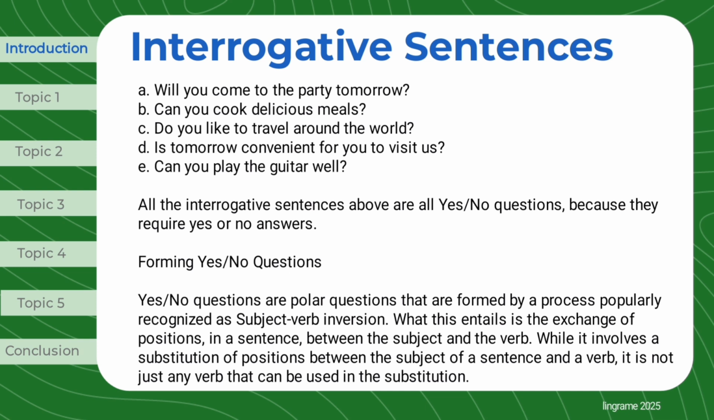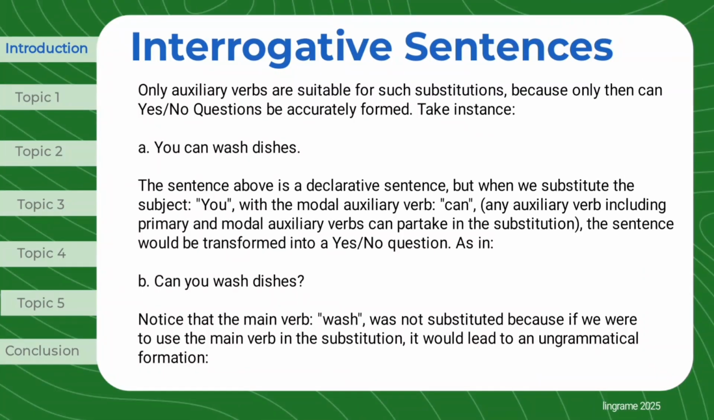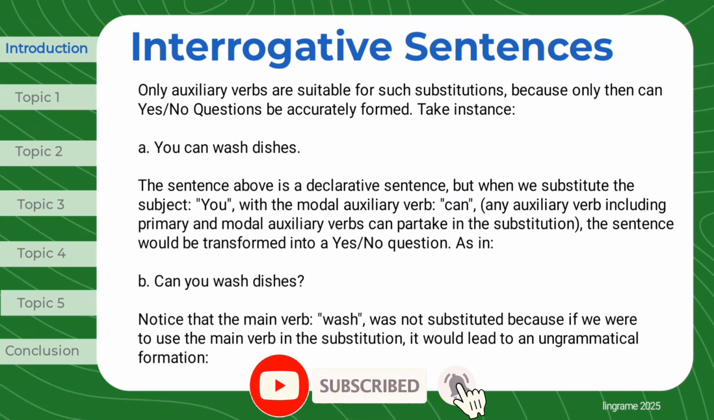Forming yes, no questions. Yes, no questions are polar questions that are formed by a process popularly recognized as subject-verb inversion. What this entails is the exchange of positions, in a sentence, between the subject and the verb. While it involves a substitution of positions between the subject of a sentence and a verb, it is not just any verb that can be used in the substitution. Only auxiliary verbs are suitable for such substitutions, because only then can yes, no questions be accurately formed.